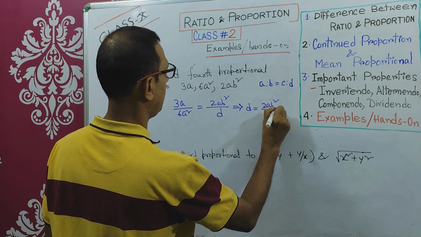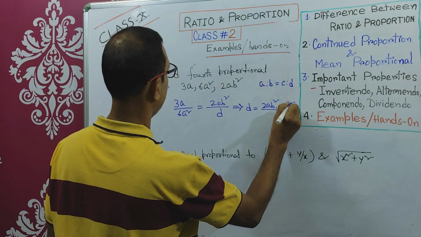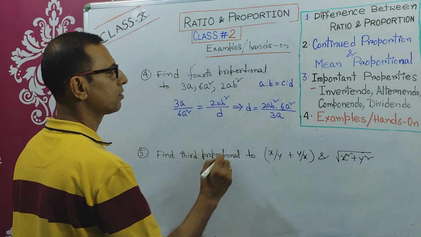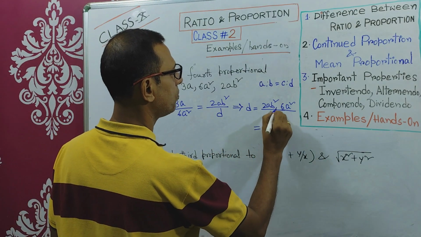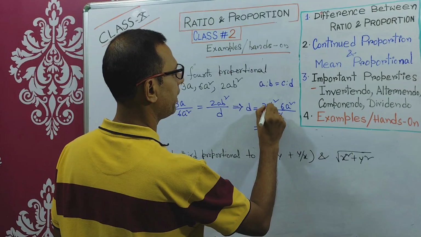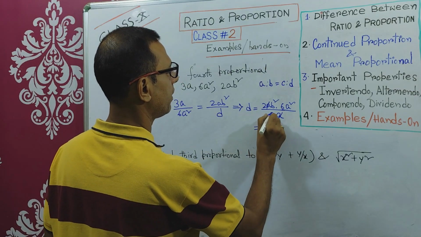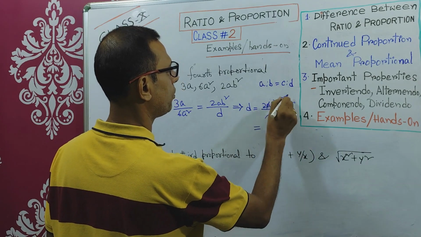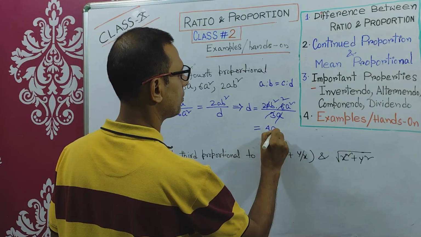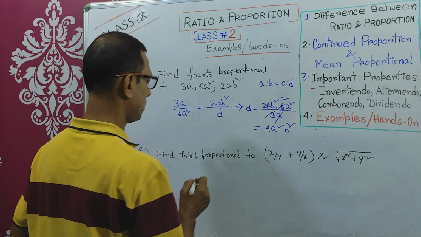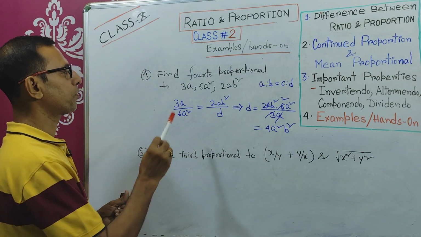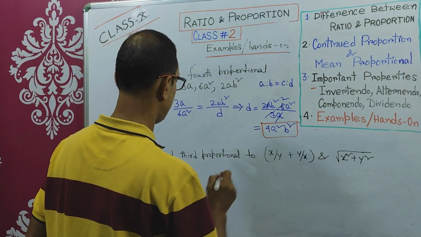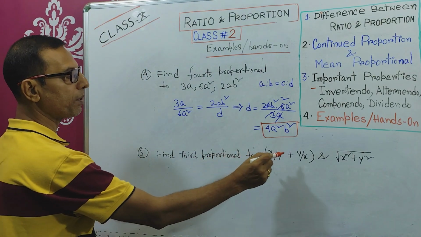2ab square into 6a square by 3a, right? So now, a and a cancel, and 3, 6, it is 2. That means it is 2 into 2, 4, 4a square b square. This is the fourth proportional of 3a, 6a square, 2ab square. Same way, there is nothing new.